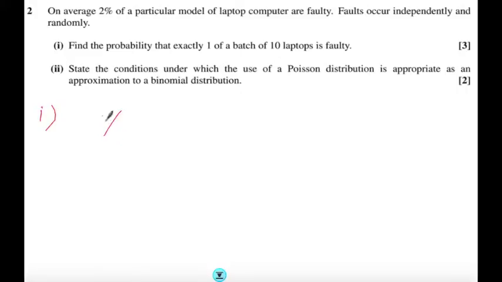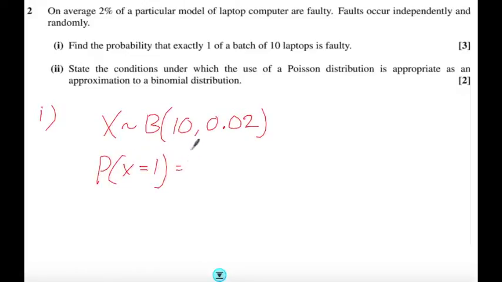Okay, so our x is going to be binomial with an n of 10, and p is, so the probability it's faulty is 0.02, and the probability exactly 1 will be faulty is going to be 10c1 times by 0.02 to the 1 times by 0.98 to the 9. So that gives you 0.1667.